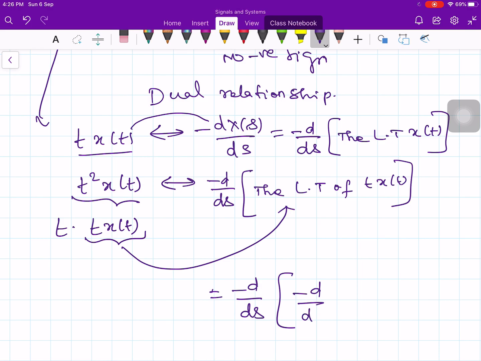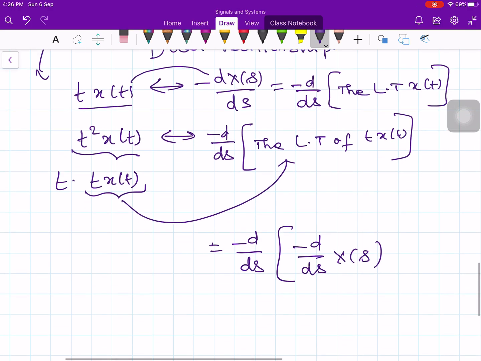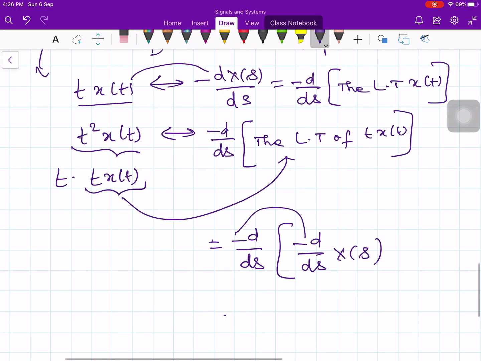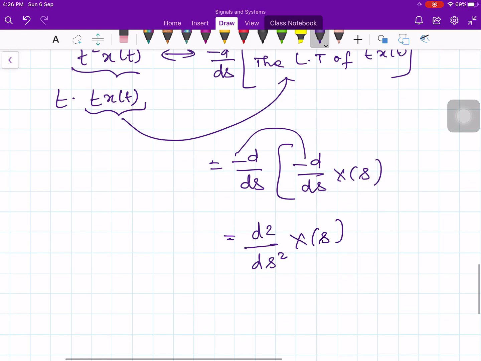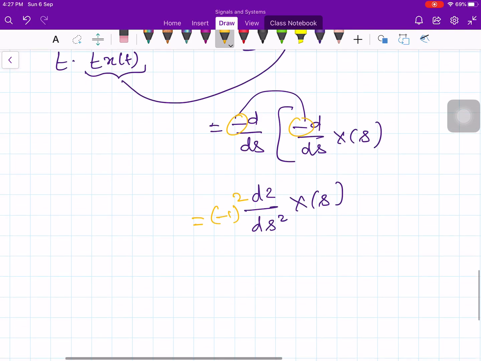Now this minus and that minus both will get cancelled, so d squared over ds squared of x of s. So in fact what you do is, instead of writing like this, there are two minus signs, 1 and 2. So you can put minus 1 the whole squared. So this is the transform of t squared x of t.